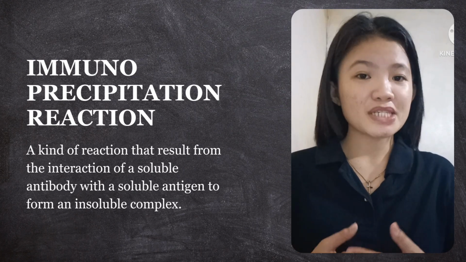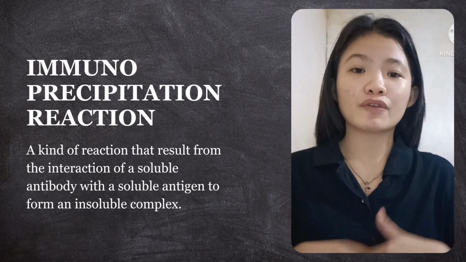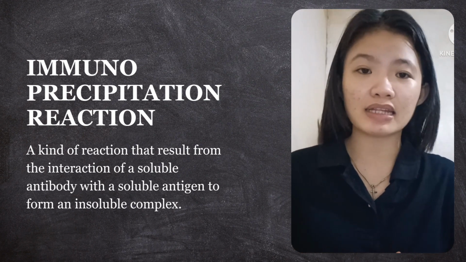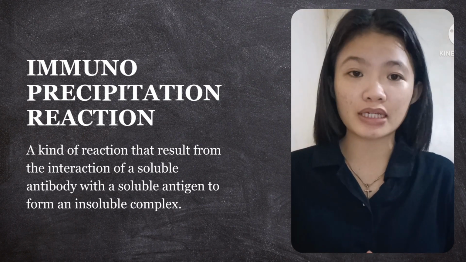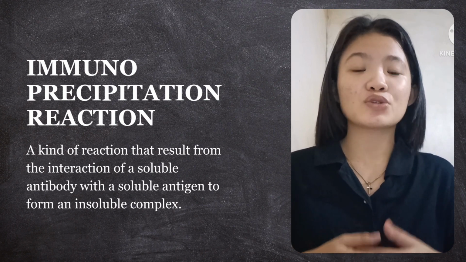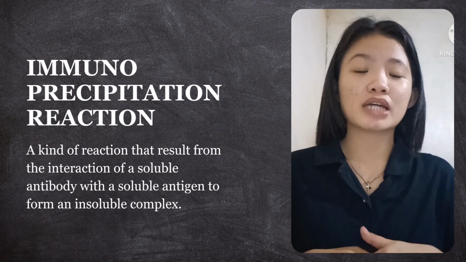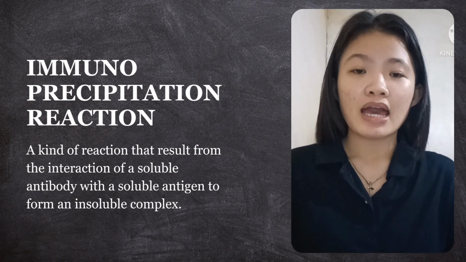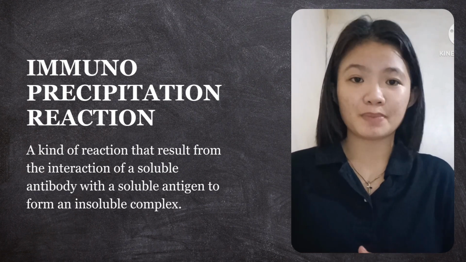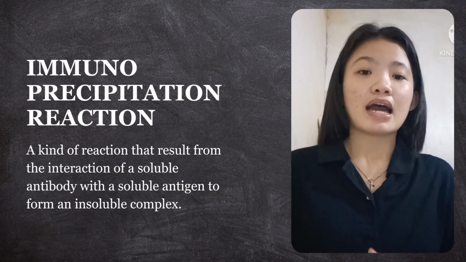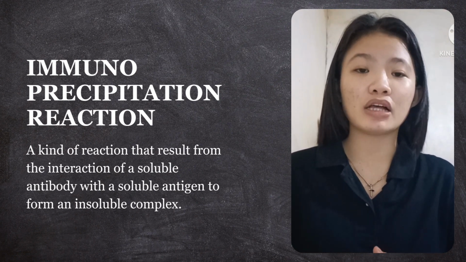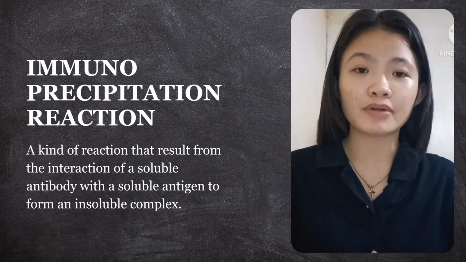Therefore, immunoprecipitation is the result of the interaction of a soluble antigen and a soluble antibody to form an insoluble complex in which antibodies aggregate with the soluble antigen, and it is called a precipitate. This reaction can be performed in a solution or in gel to have an outcome reaction.